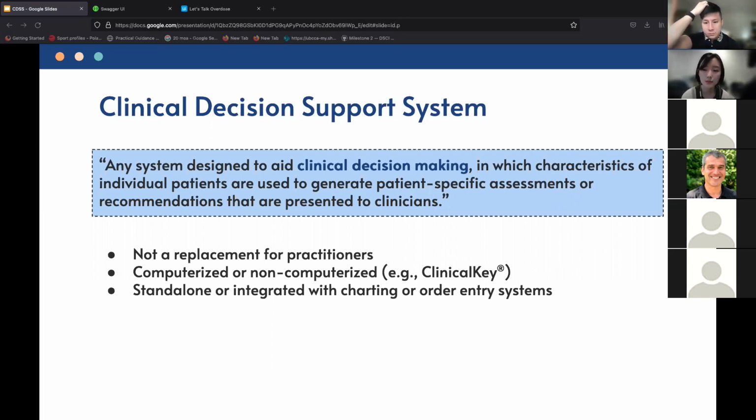CDSSs can also be computerized or non-computerized. Non-computerized tools can include things like clinical guidelines, such as clinical key or resources for the doctor or patient in printed form. Currently, CDSSs often make use of web applications as a standalone system, or are often integrated with electronic health records and order entry systems.